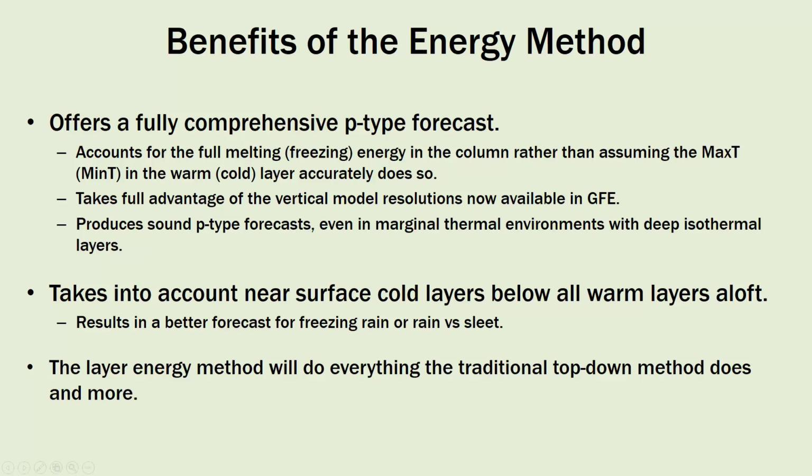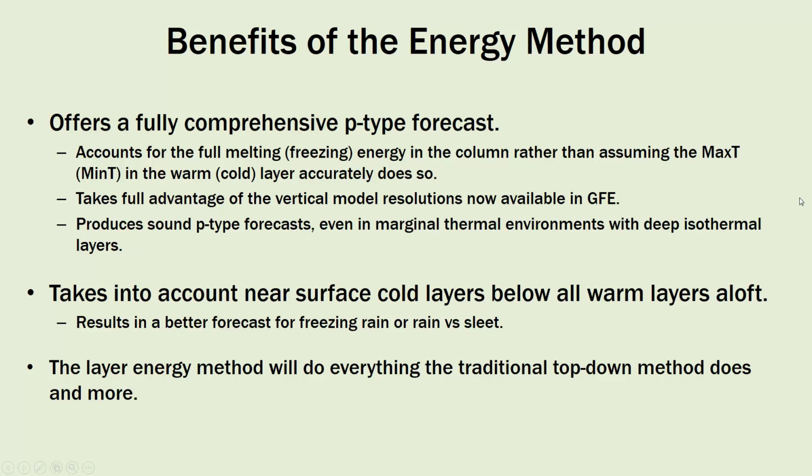So overall, too, it's going to produce a pretty darn good precip type forecast, even in marginal thermal environments, especially those with deep isothermal layers, where the current traditional method may not do as well. And it's going to take into account those surface cold layers below all warm layers aloft. So this should result in a much better forecast for freezing rain versus sleet environments. And just to add, you can think of the energy method as doing everything the traditional top-down method does, but it will also do more, because it will do better in those marginal thermal cases that we talked about.